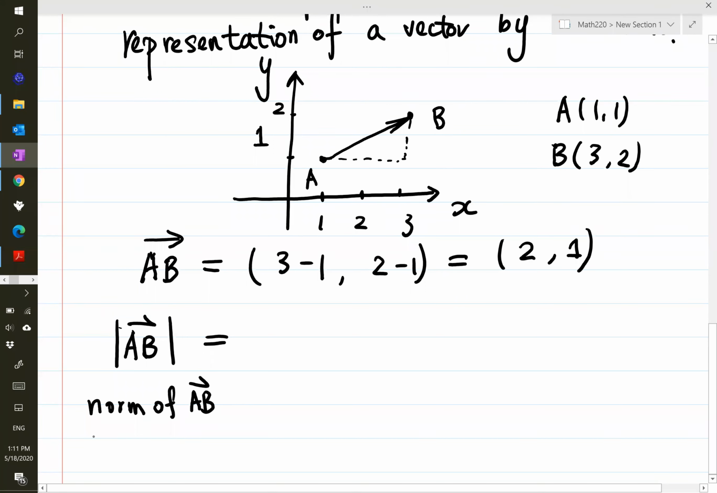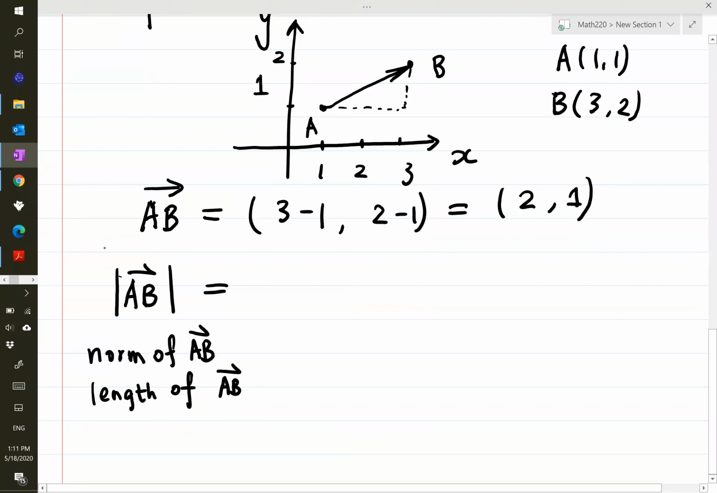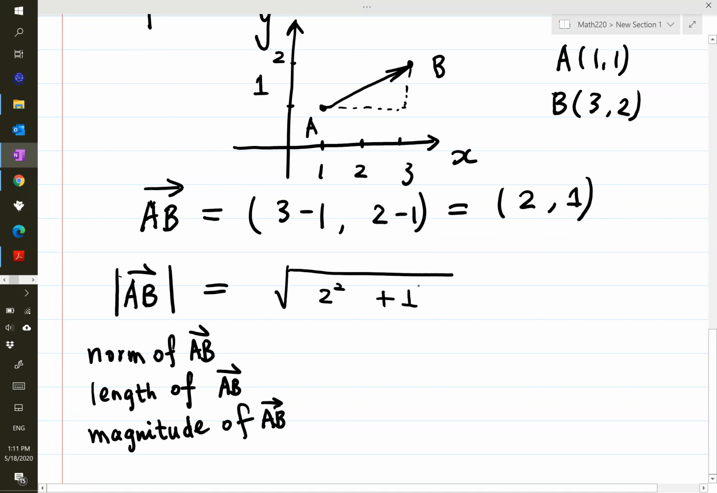Length of a vector AB, norm of a vector AB, or magnitude, they are the same thing. So we can use the distance formula or the Pythagorean theorem: 2 squared plus 1 squared. So we get the square root of 5.